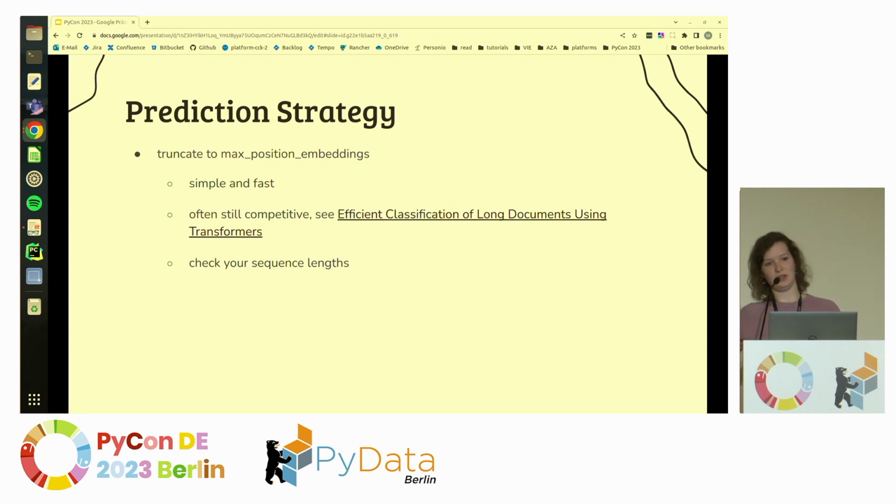And I linked here a paper which evaluates different approaches for long document classification, and they find that truncating is actually still pretty competitive. So I would recommend you check your sequence lengths: if you're just a little bit over the token limit, or not for too many of your examples at all, then this might be the perfect approach for you.